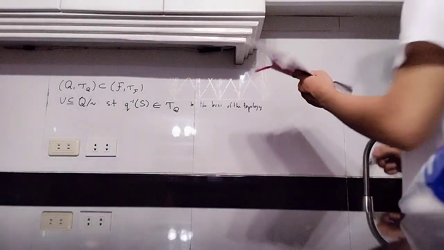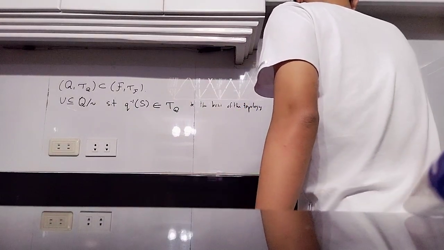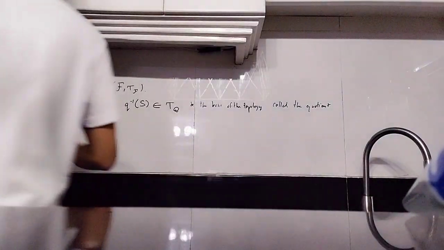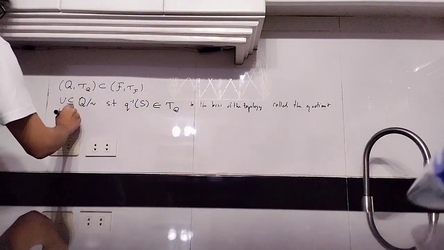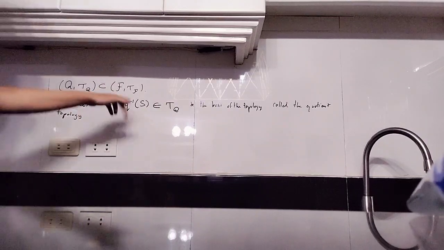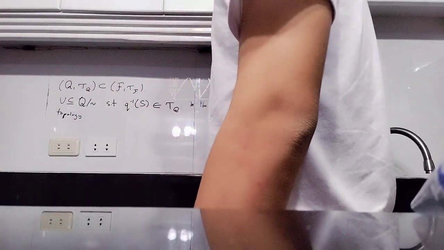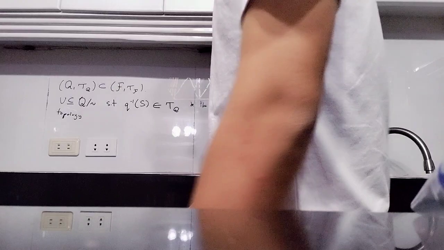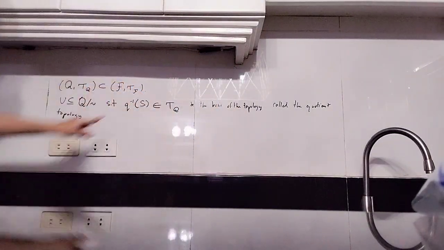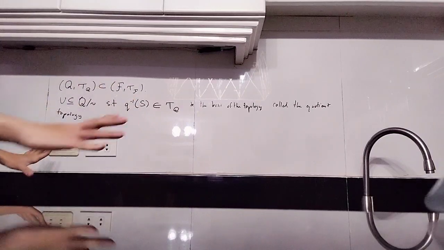Be the basis of the topology, called the quotient topology. So this U is an open set of femboys such that the canonical projection, or the reverse canonical projection, of every S that's contained in this U is inside the topology of Q. Alright, so a lot of things have rhymed a lot in this lecture.